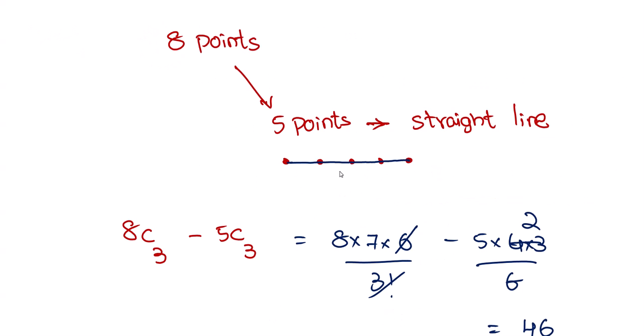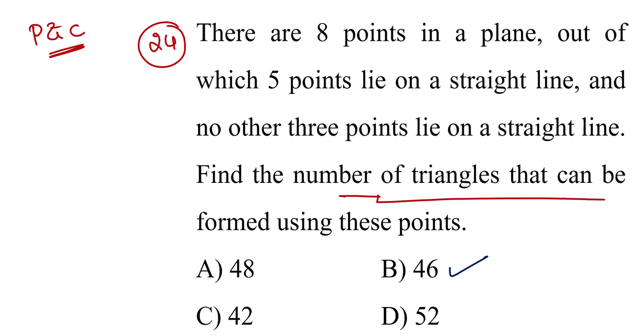Why minus? I hope you understand. What is 8C3? Out of 8 points, we need to pick 3 points to form a triangle. All different combinations from that; this cannot be formed. If you pick any 3 points from these 5, the area of the triangle is 0. A triangle cannot be formed, so we are removing those. So we'll get 46 as the answer.